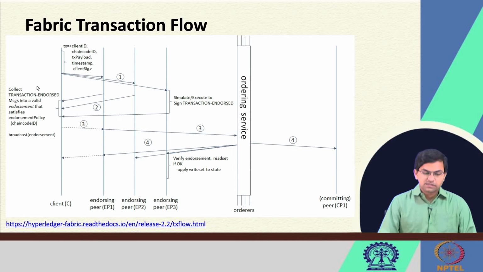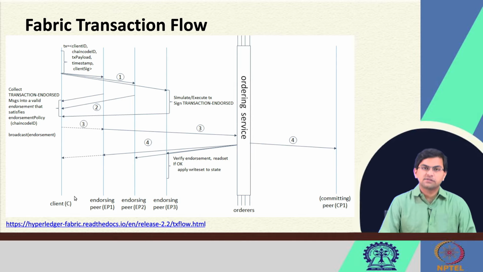The transaction flow can be described through a simple diagram. Here in this example, we have one client C, then we have three endorsing peers EP1, EP2 and EP3, and then there can be one orderer or multiple orderers running Kafka or any other consensus protocol, and there can be other peers also which are not endorsing peers, but which are still participating in the Fabric network. When we do a transaction, it starts from a client. A client can belong to any of the organizations.